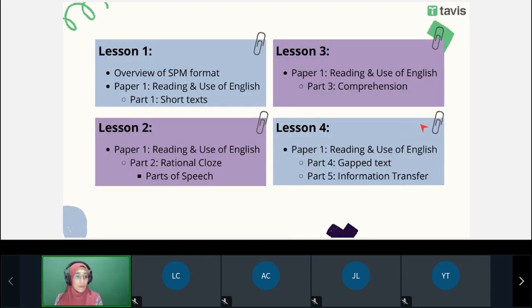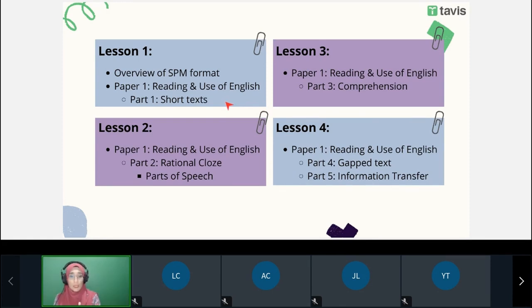So in the first four lessons, you will be doing only paper one. As you can see, we are going to be doing paper one only. For today, we are going to look at part one. And for lesson two, we are going to look at rational cloze, and we are going to be specifically focusing on the parts of speech as well.